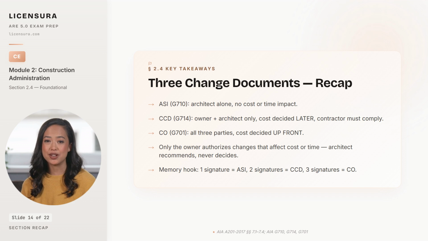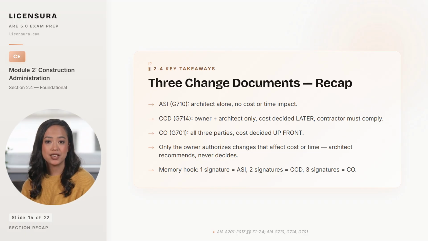The change order on G701 is the all 3 parties document, used when scope, cost, and time are all agreed up front. The owner is the only party who can authorize a change that affects cost or time. The architect recommends, the contractor proposes, but the owner alone decides whether to spend the money.